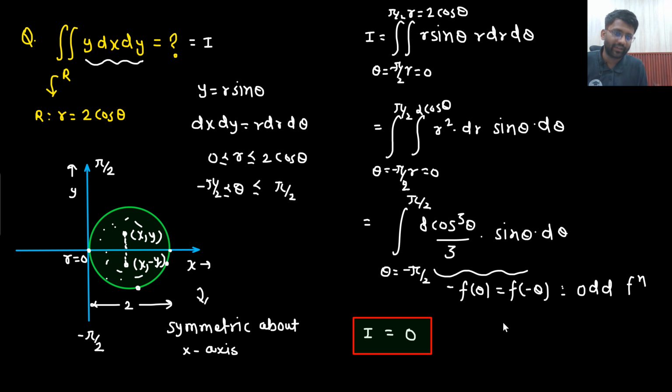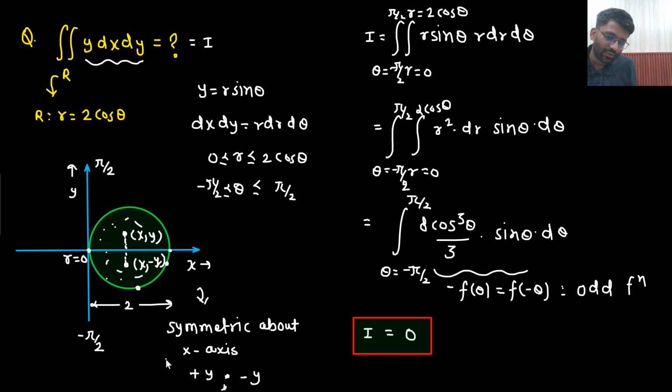We have solved it. Visualization is difficult, but I am trying to give you visualization that plus y and minus y both are present here. Since plus y and minus y both are present, they are cancelling out the effect of each other. The total integration is coming out to be 0, since it is symmetric about x-axis.